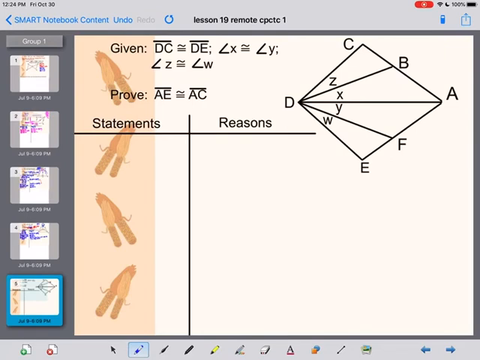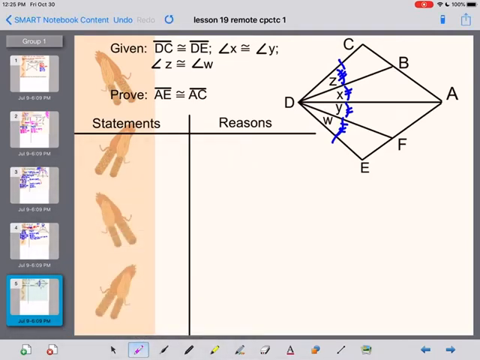Given DC congruent to DE, angle X is here, congruent to angle Y, and angle Z congruent to angle W. Prove AE and AC are congruent. Why don't you guys take a moment, pause the video, see if you can write the full proof up. See if you can figure out what my last step's going to be, where my triangles are, what method of the triangle is congruent, and all that stuff. And we'll get started in just a minute.